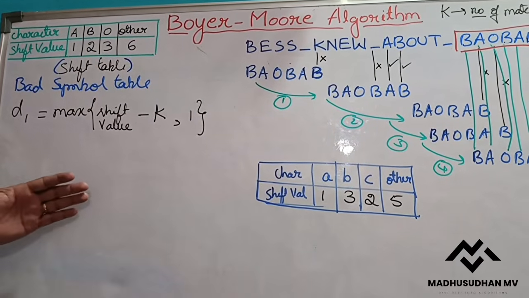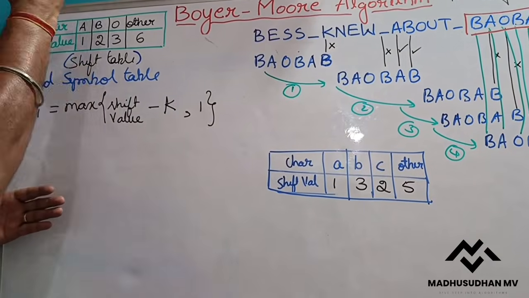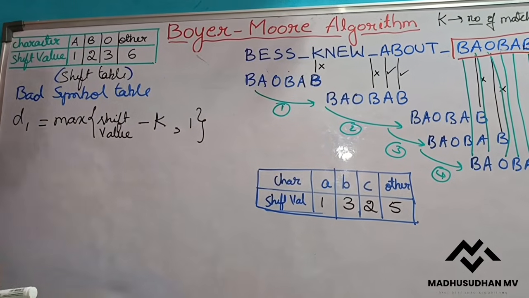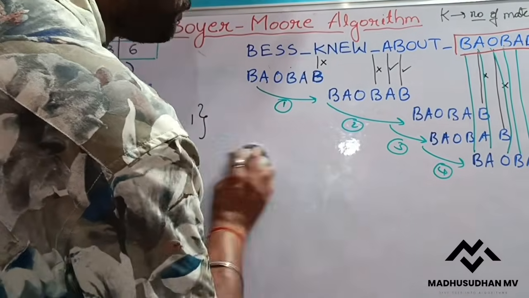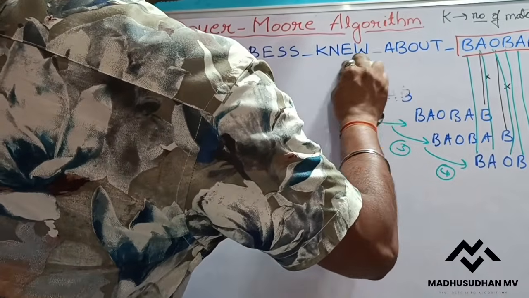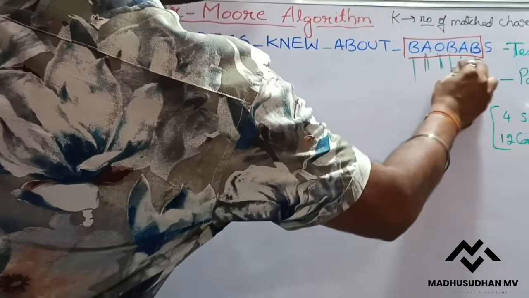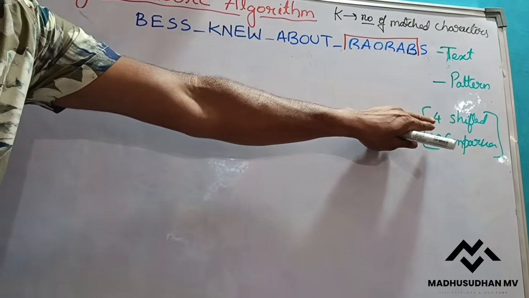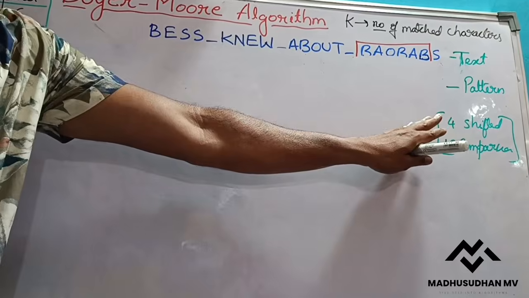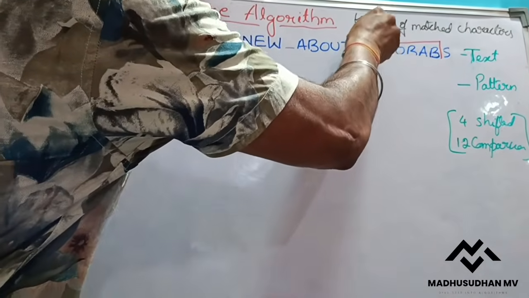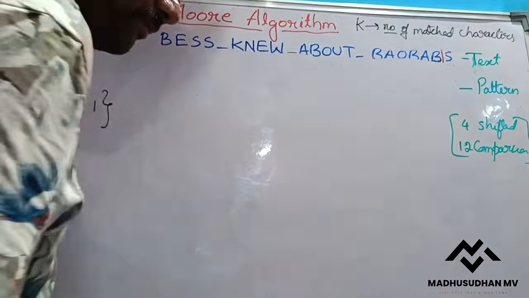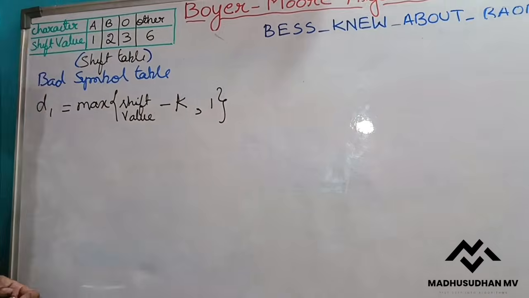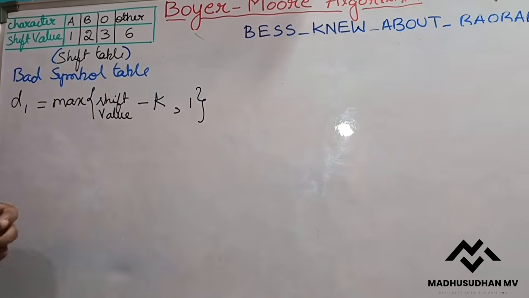Hope it is clear. Along with this table, the Boyer-Moore algorithm also generates one more table called the good suffix table. Let us see what we mean by that. I am retaining this because we shifted 4 times and did 12 comparisons using the Horspool algorithm. Now we will apply the Boyer-Moore algorithm, which, along with this, uses one more table called the good suffix table. What do we mean by this good suffix table?